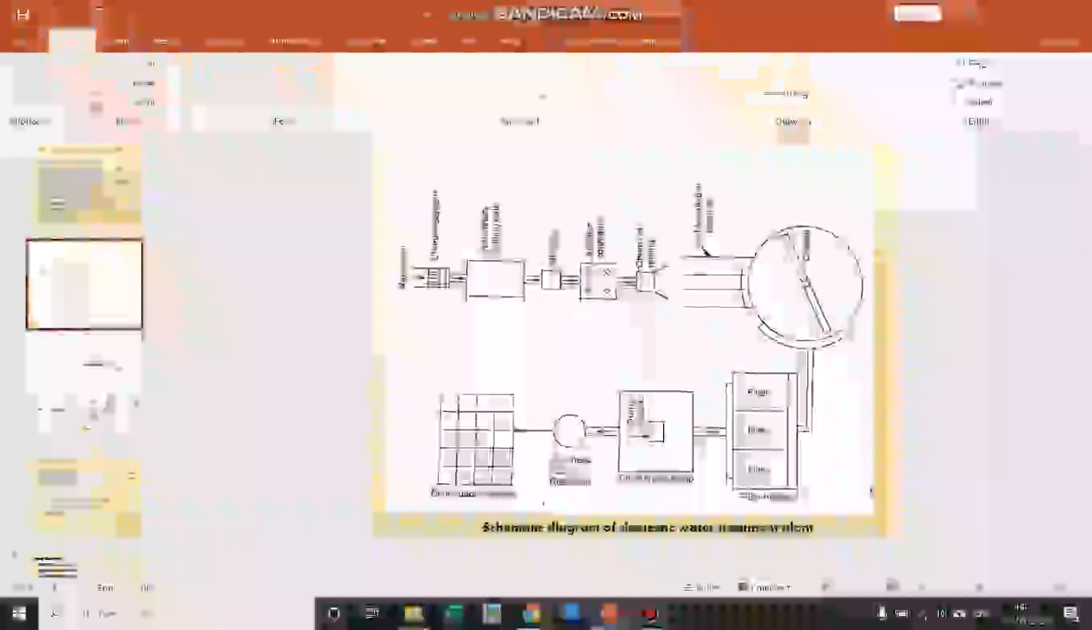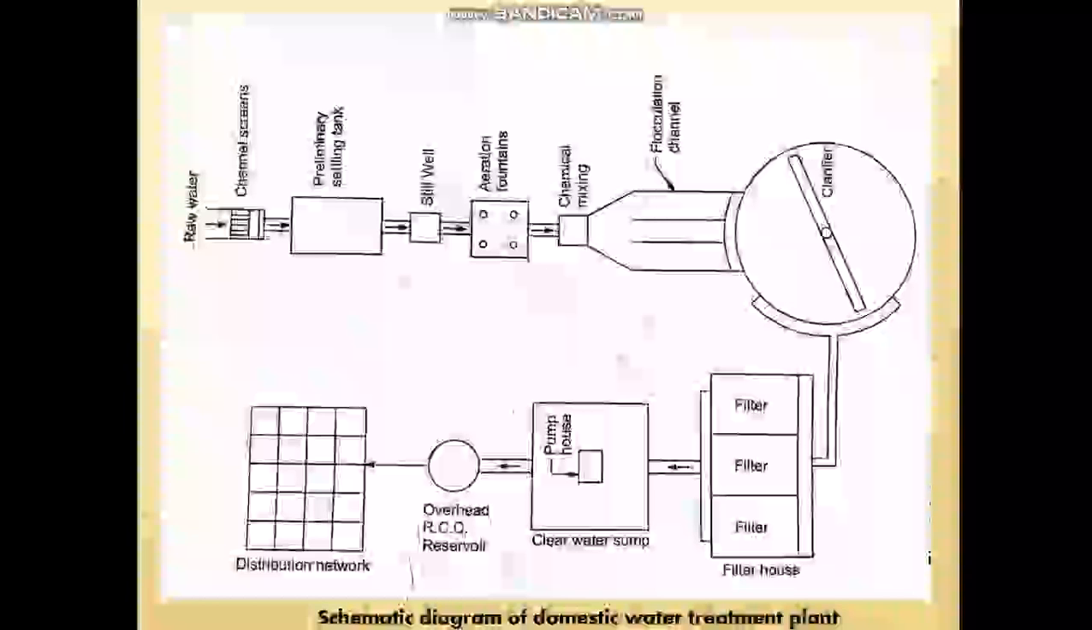Okay, now starting with the first unit of the treatment plant, that is your screen, channel screen. So screening is the first unit of the treatment plant, in which screening removes the floating materials. So which are the floating materials?